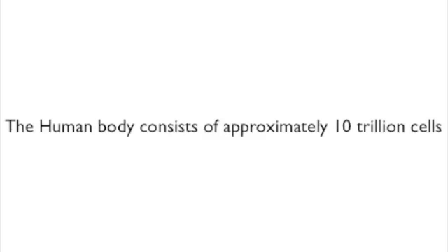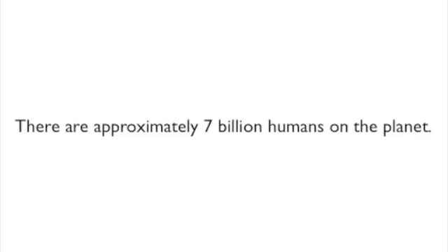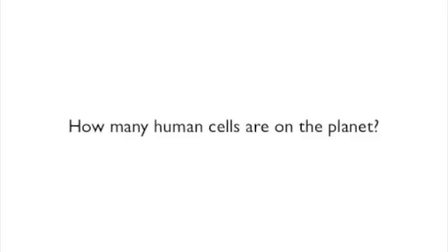So to begin, let's just look at a few things. First off, the human body consists of approximately 10 trillion cells. Just to get the vastness of that, you might go ahead and look at the table that we made and just look at how many zeros are in a trillion. It's quite a lot. Beyond that, there are approximately 7 billion humans on the planet. So what I'm wondering, and what we're going to go through and solve this lesson, is how many human cells are there on this planet.